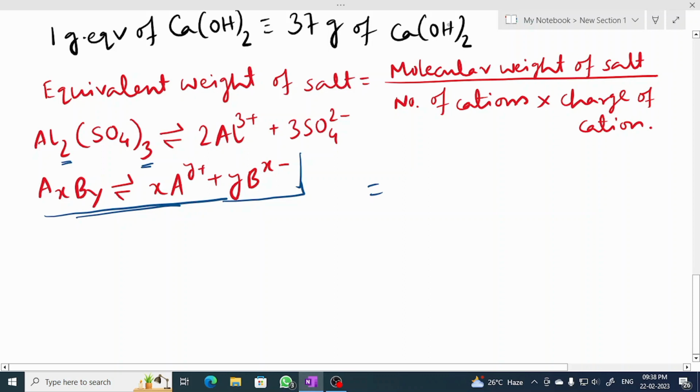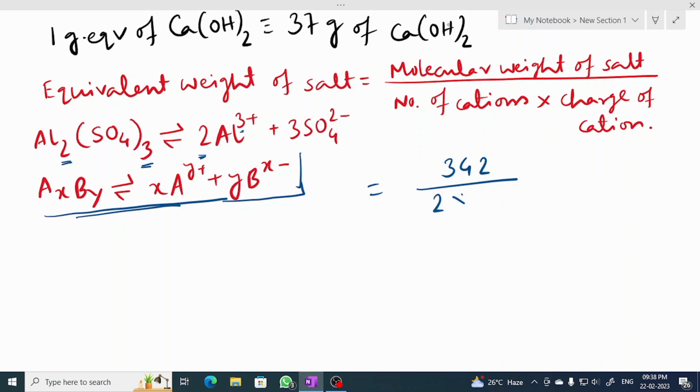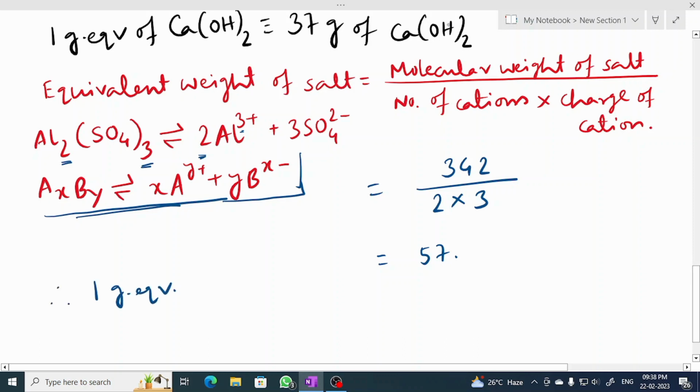Now we calculate the equivalent weight of aluminum sulfate. The molecular weight of aluminum sulfate is 342, divided by number of cations times charge of cations. Here the number of cations is 2 and the charge of cations is 3, so 2 into 3. So we can calculate that it is 57. Therefore, 1 gram equivalent of aluminum sulfate is nothing but 57 gram of aluminum sulfate.